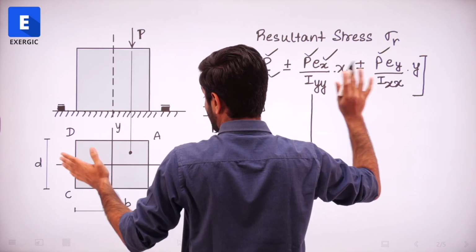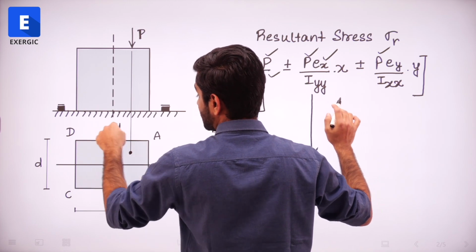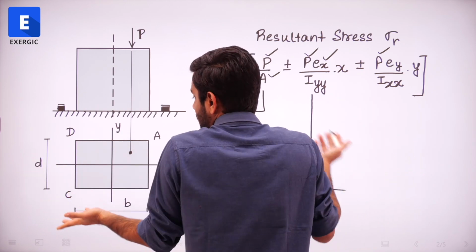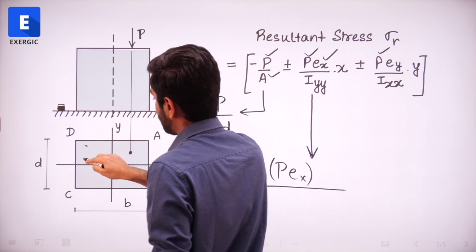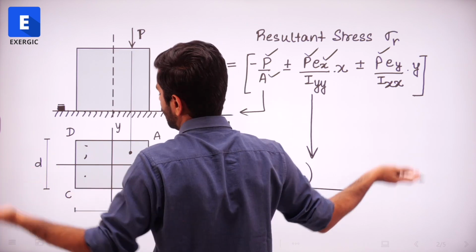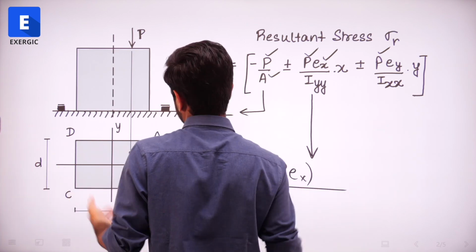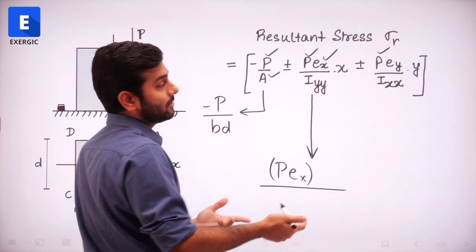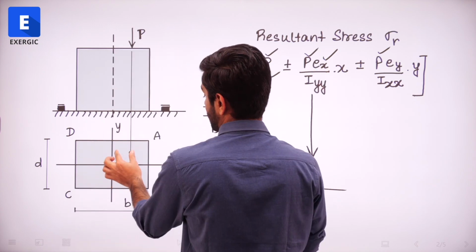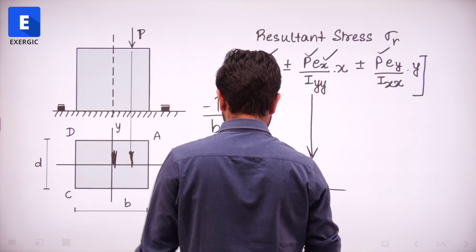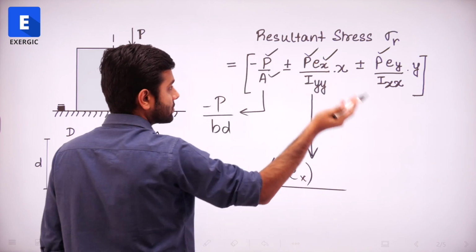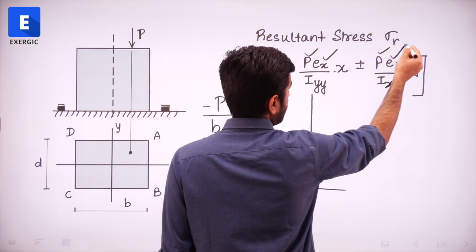So, irrespective of the point at which you want to find the stress, you may want to find the stress here or here or anywhere on this area. But to find the moment, you only have to take the eccentricity. So here Ex is known to us, it's a constant, and Ey is also a constant.